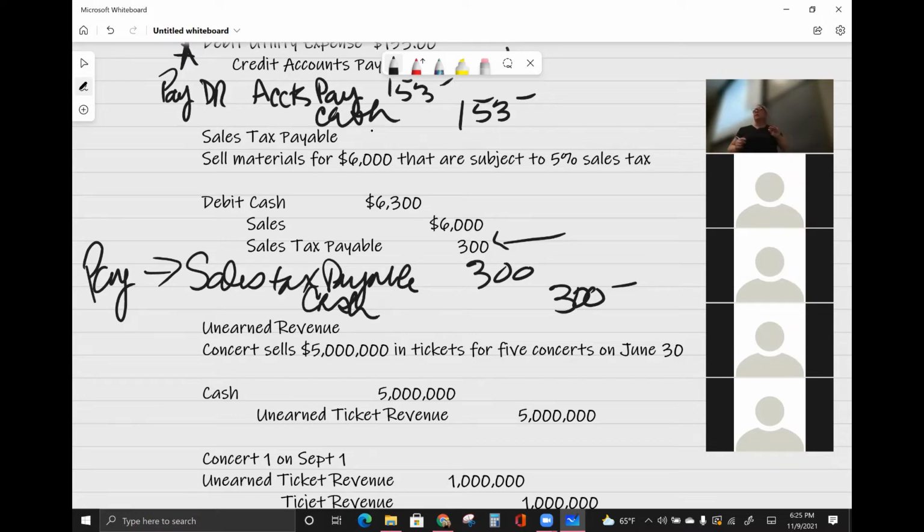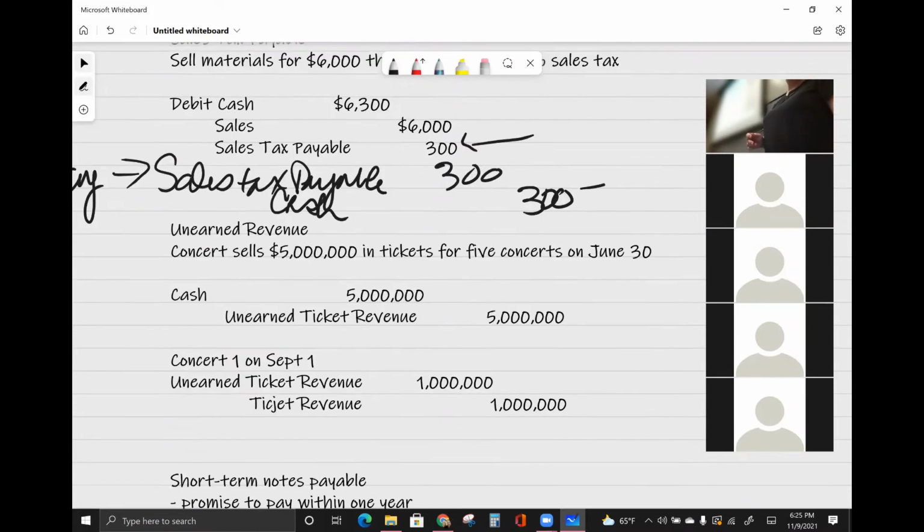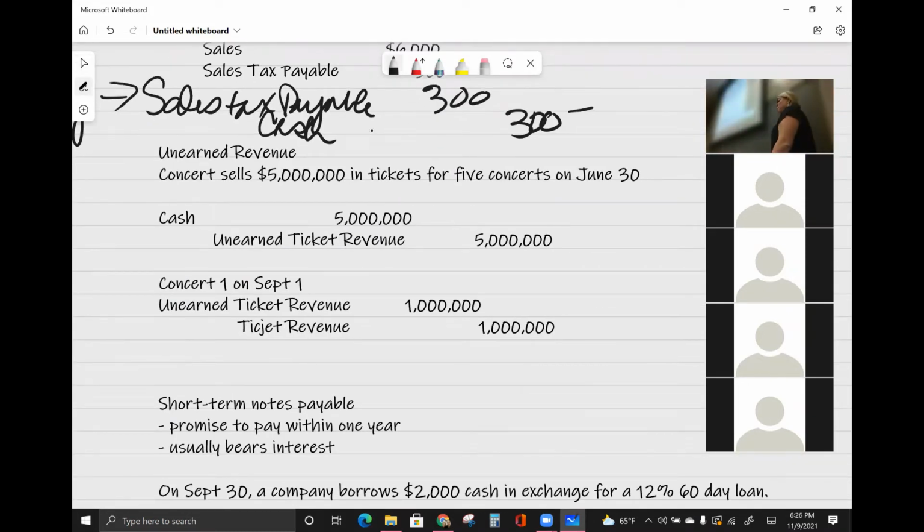So the sales tax payable isn't going to my income statement because that's not my income. I'm bringing that money in only to pay it back out to someone. It's just a through account. Okay, so let's walk through the unearned revenue. So remember, unearned revenue is somebody's paying me, but I have not provided the services yet. I'm collecting the money in advance.